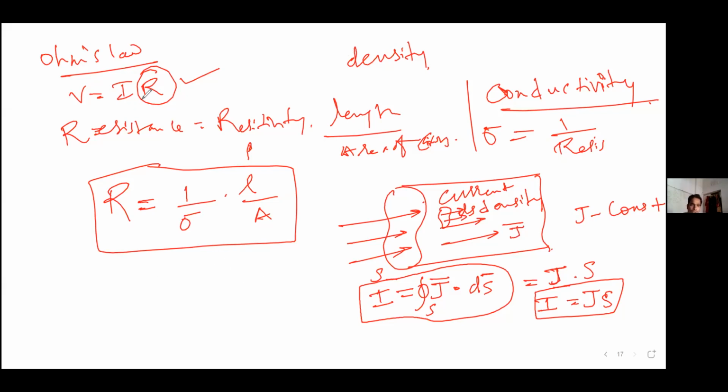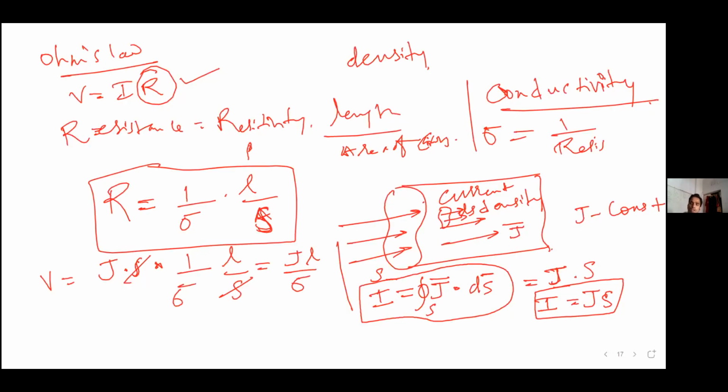Okay, now we have defined V equals IR. We know I from here. So what will be my V? It will be J into S. This is also S, suppose, because we are defining area as S. So J into S is I, and this is I into R. R is what? 1 by sigma, L by S. So S and S are gone. So what we get is V equals J L upon sigma.